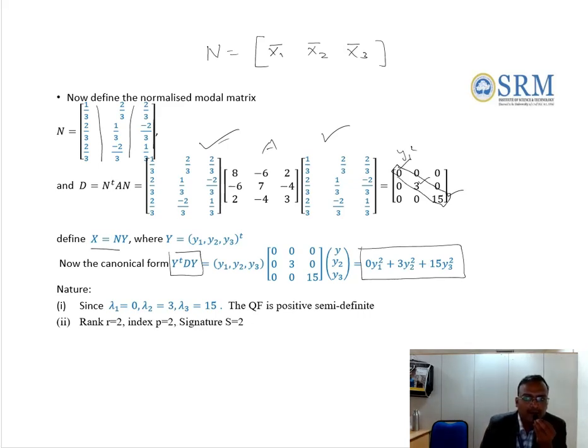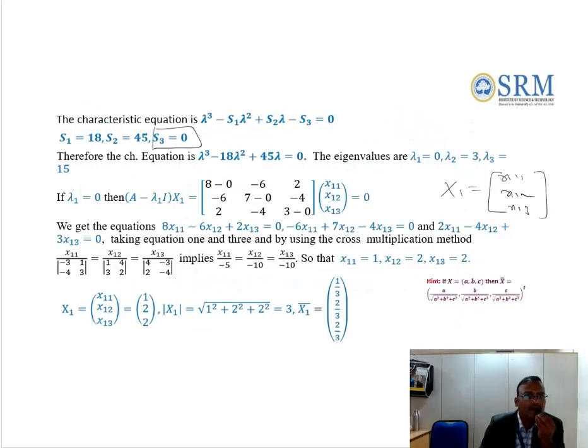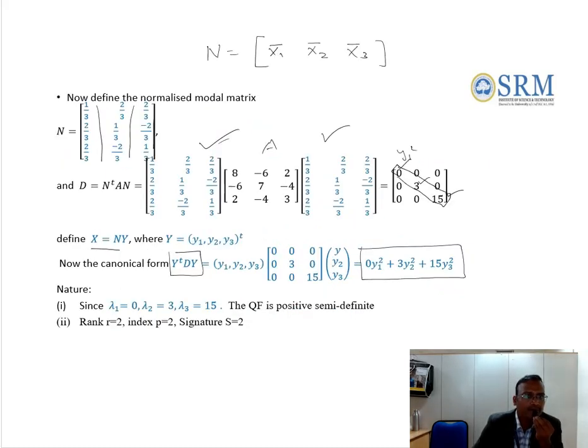In this problem, all the eigenvalues are distinct: lambda 1 equal to 0, lambda 2 equal to 3, and lambda 3 equal to 15. Therefore we were able to find linearly independent eigenvectors x1, x2, x3, and then the normalized eigenvectors x1 bar, x2 bar, x3 bar. Therefore we computed the model matrix. Sometimes the eigenvalues may be equal. Look at this problem.